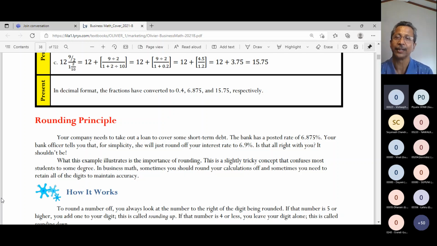But now it is higher, and you will be paying. If it is a housing loan or something, you will be paying a higher rate for 20 years because of this, right? So that rounding off is not acceptable. We have to tell the bank officer, you have published 6.875, give the same rate for me. Okay.